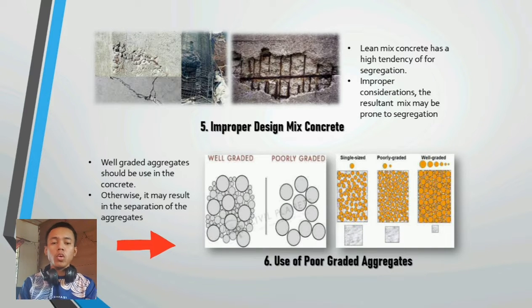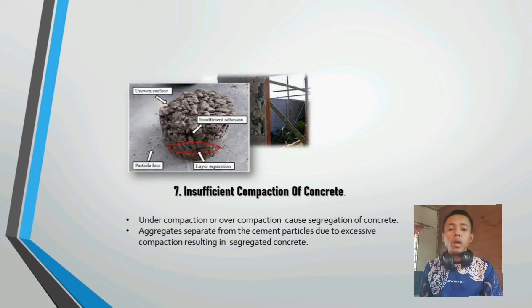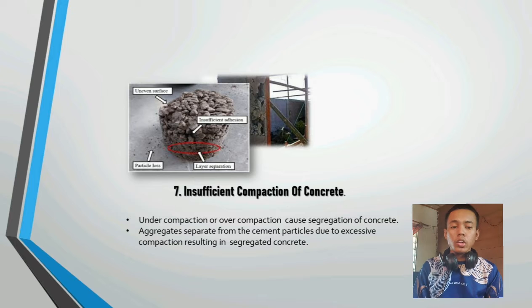Number 6, use of poorly graded aggregates. Well graded aggregates should be used in the concrete. Otherwise, it may result in the separation of the aggregates. Last but not least, insufficient compaction of concrete. Undercompaction or overcompaction can cause segregation of concrete. The aggregates separate from the cement particles due to excessive compaction, resulting in segregated concrete.